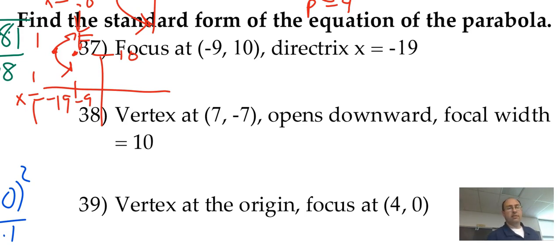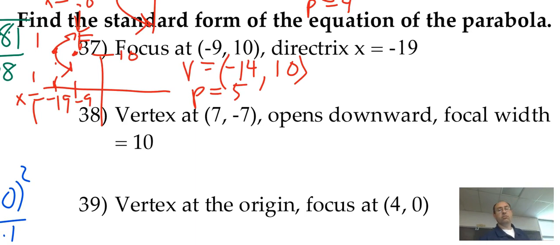What is the vertex? It's got to be halfway between -9 and -19. Now, p is 5. You're right. The p value is 5. -14, comma, what? 10. Okay, yep. Try not to do that in English class.